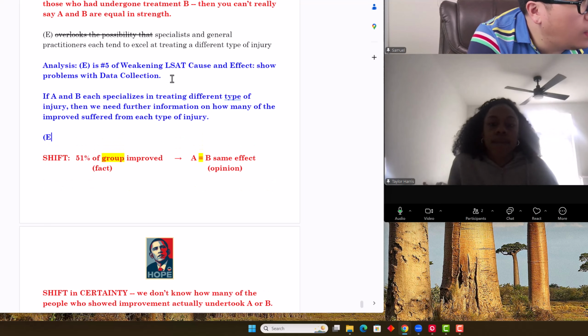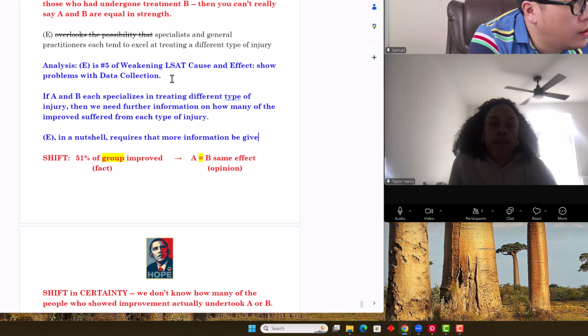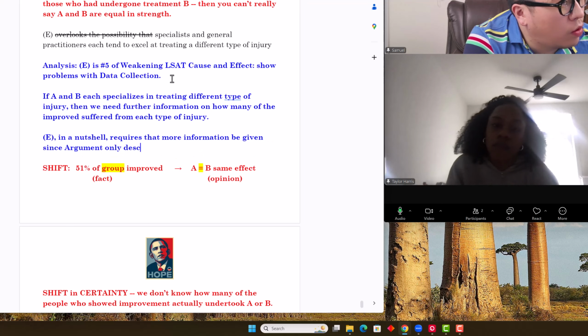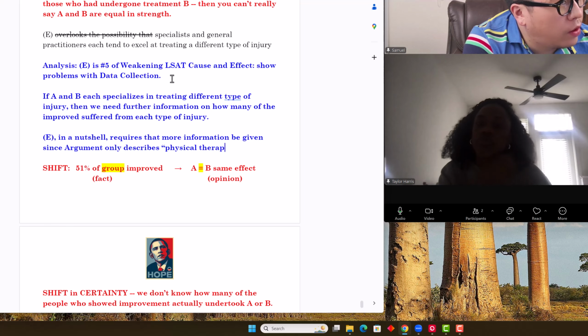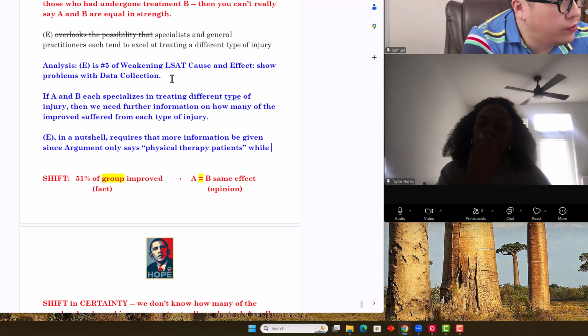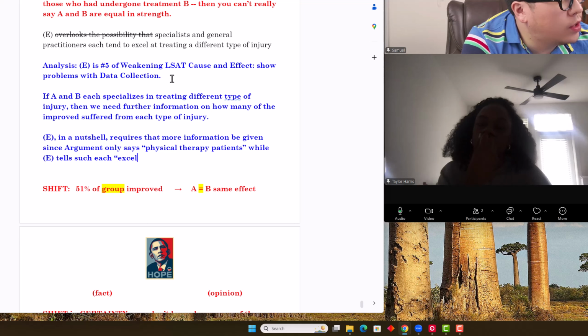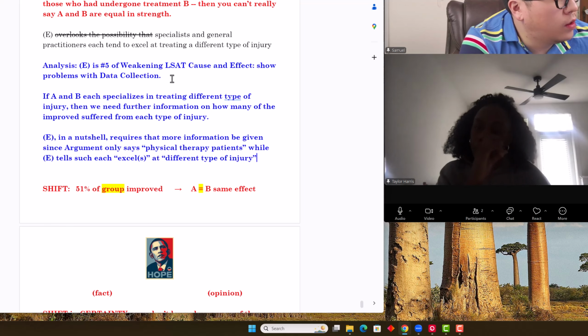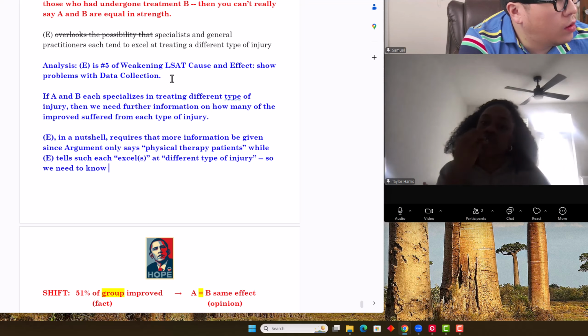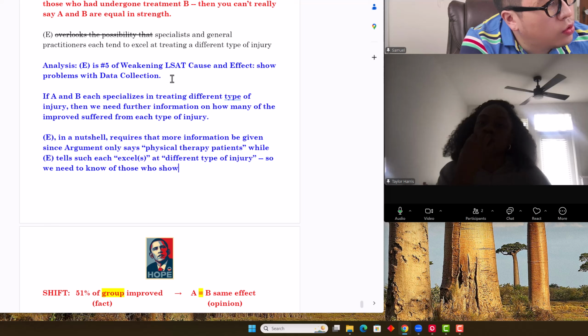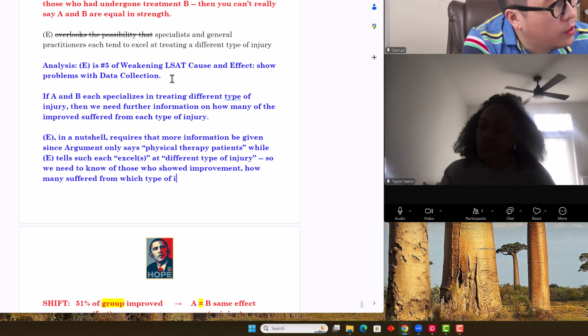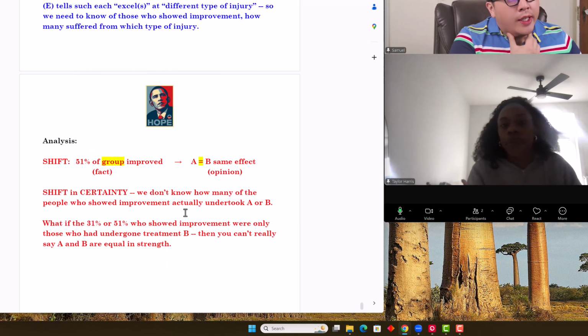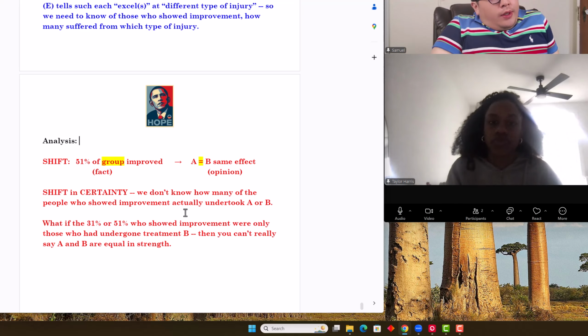Does that make sense? So E, in a nutshell, requires that more information be given, since the argument only describes physical therapy patients, while E tells us each excels at a different type of injury. So we need to know, of those who showed improvement, how many suffered from which type of injury. Excellent. Can you write that out, please, for the record? That's great. Excellent.